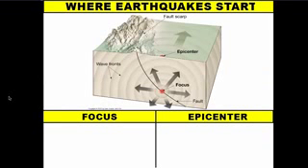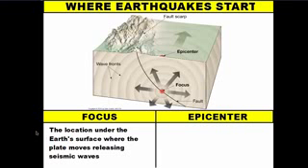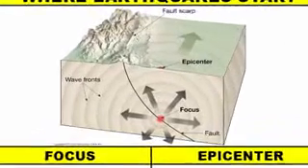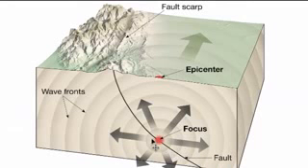Now, when we take a look and find out where earthquakes occur, there's actually two spots that we can reference. One spot is called the focus. The focus of the earthquake is the location under the Earth's surface where the seismic energy is being released and where the plates move. So if you take a look at the diagram here, you'll notice that the focus is way below the surface along the fault line. And in our last video, we talked about strike slip, normal, and reverse faults.